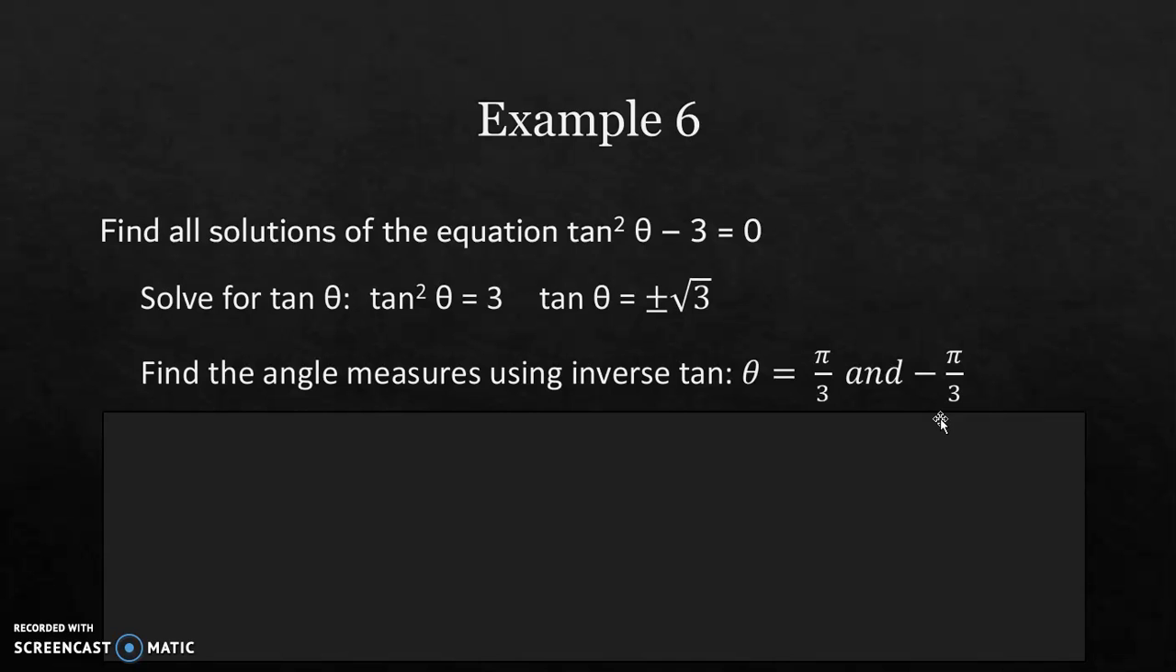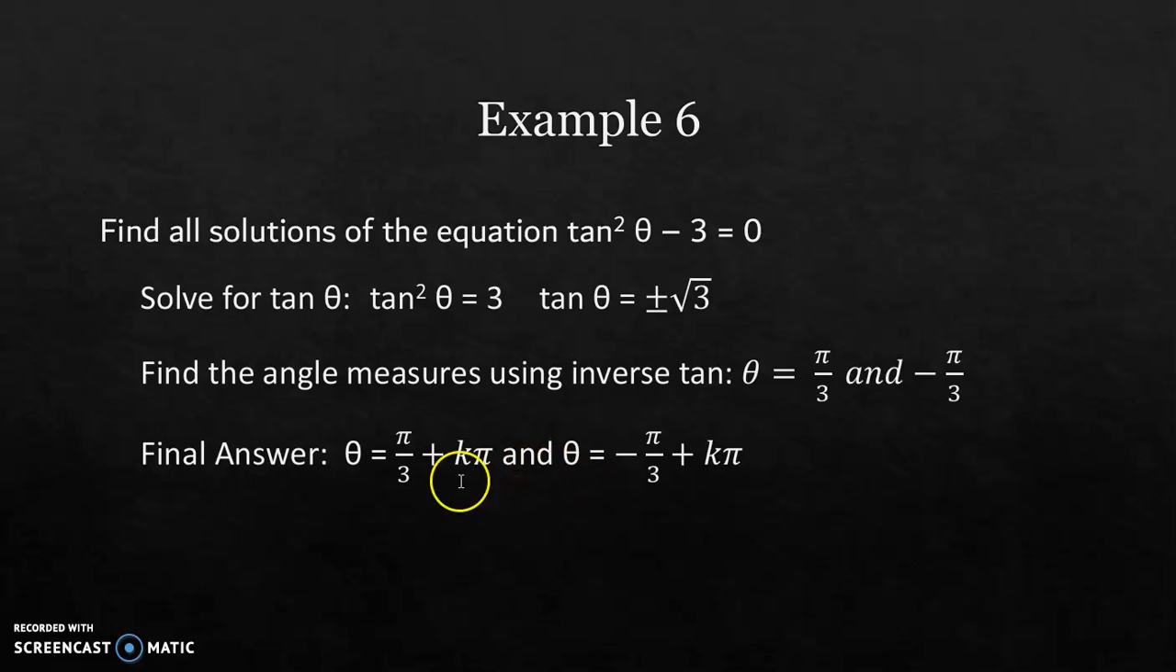So now the last thing I need to do is just write these in terms of an equation because it says find all solutions. So I'm just going to take both of these and add on k pi to them, and that's going to be my final answer. Pi over 3 plus k pi and negative pi over 3 plus k pi. Okay, so that's the basics of solving equations that are trig equations. Now, next class, we're going to be talking about some of the harder things that we need to do, such as factoring or using some of our other formulas to help us replace things and then solve for theta.